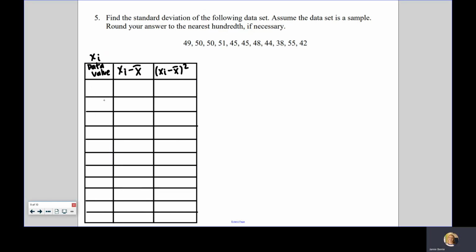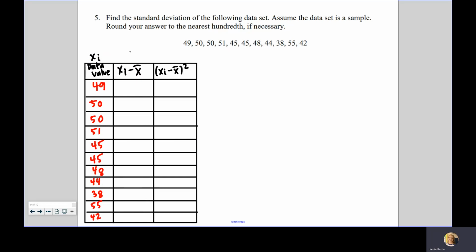All right, so here are my data values. It doesn't matter what order you write them in. I'm just going to go in the order they're written in: 49, 50, 50 again, 51, 45 twice, 48, 44, 38, 55, and 42.